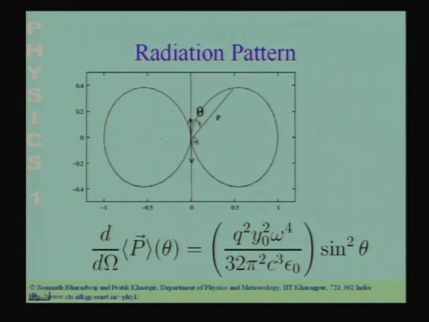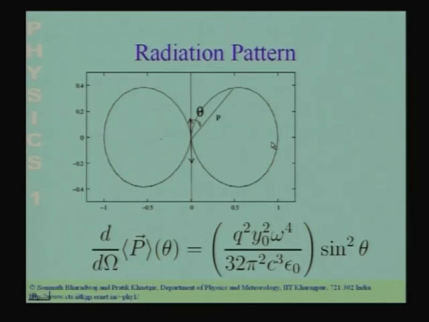So, the maximum power per solid angle is emitted towards theta equal to pi by 2, perpendicular to the direction in which the dipole oscillates. And as you move in this direction or in this direction, the power per solid angle that is emitted falls as sin square theta. So, there is no power emitted in the direction in which the dipole actually oscillates. The maximum power is emitted in the direction perpendicular to the direction in which the dipole oscillates.